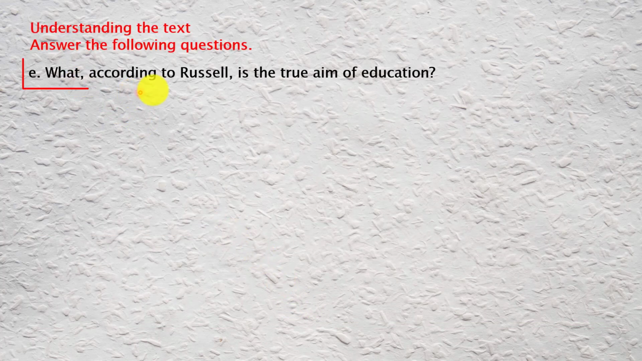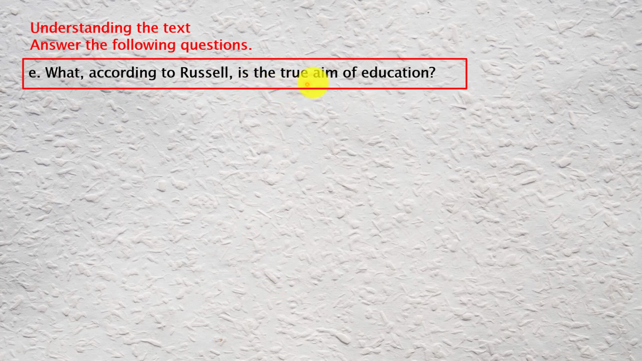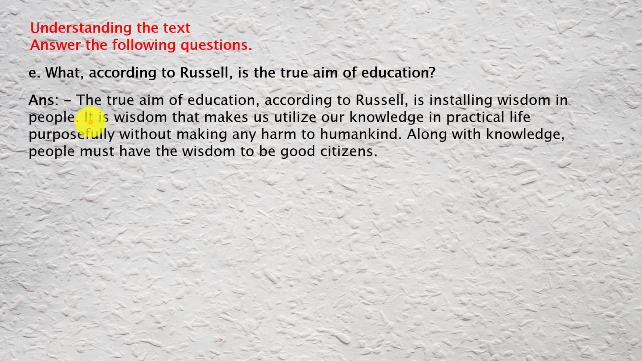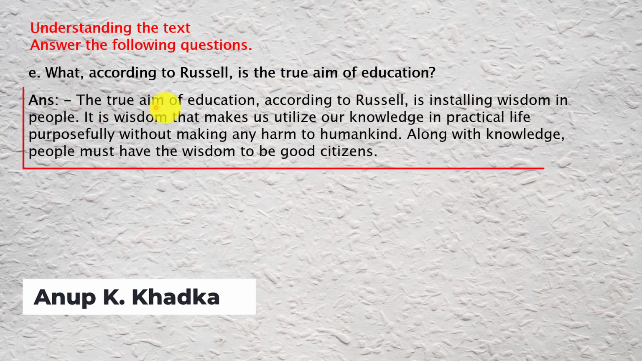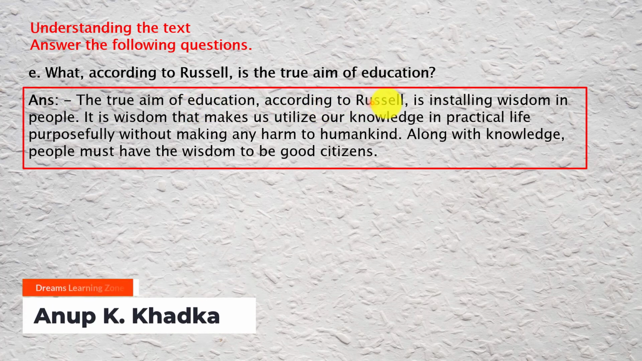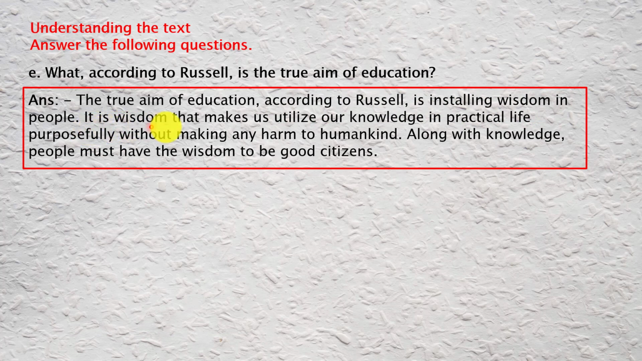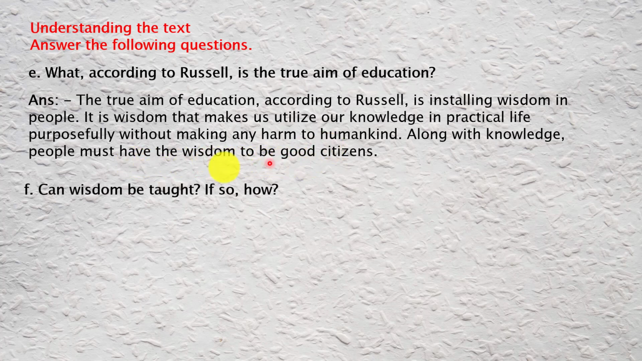Question number E. What, according to Russell, is the true aim of education? Answer is, the true aim of education, according to Russell, is installing wisdom in people. It is the wisdom that makes us utilize our knowledge in practical life purposefully without making any harm to humankind. Along with knowledge, people must have the wisdom to be good citizens.